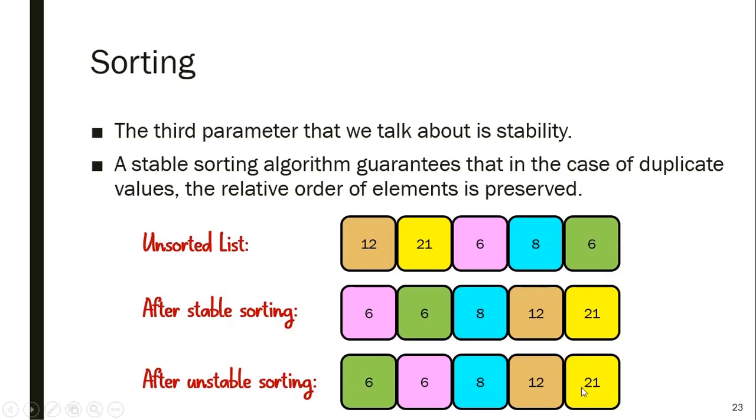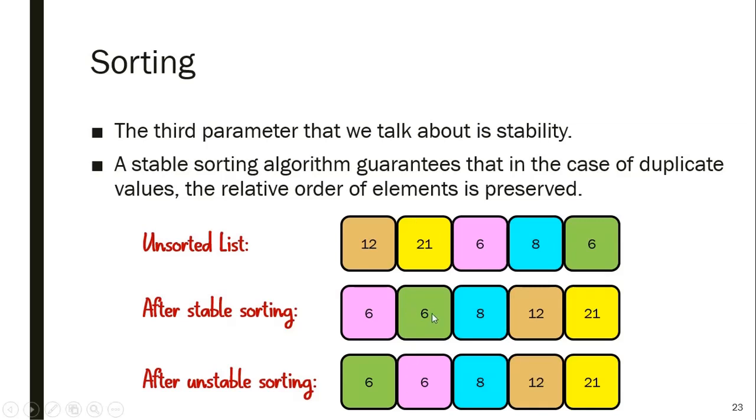But in an unstable sorting algorithm, when you run that algorithm, at the end you will definitely get the sorted list, but it is not guaranteed that the 6 with the purple background will always come before the 6 with the green background. It may happen the other way. So it is called unstable sorting.